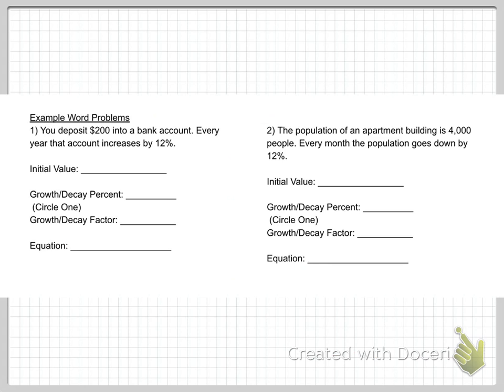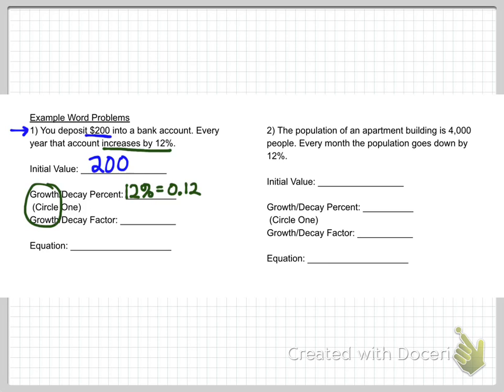So let's do some example problems. You deposit $200 into a bank account. Every year that account increases by 12%. $200 is our initial value because that's what we're starting with. Because we said it increases, that means it's going to be a growth. So we want to circle the growth right there. And the percentage is 12%, or that's 0.12.